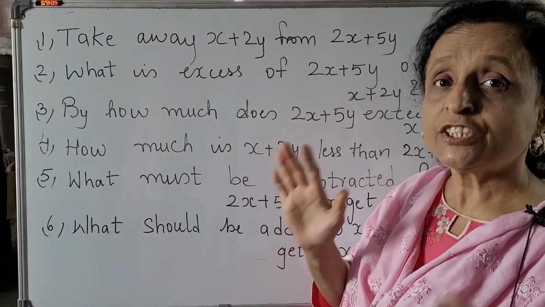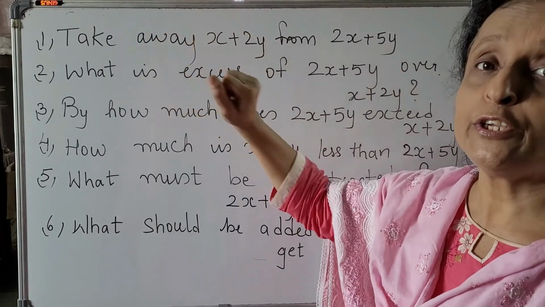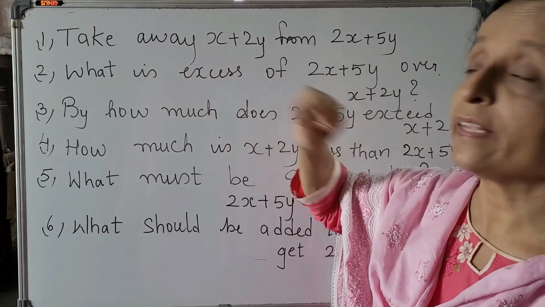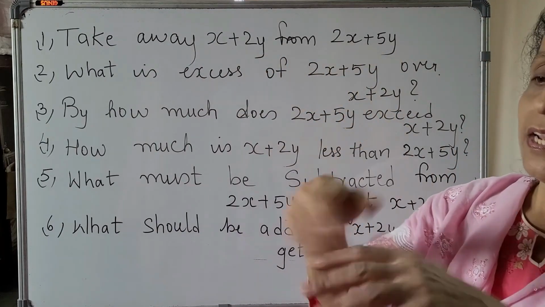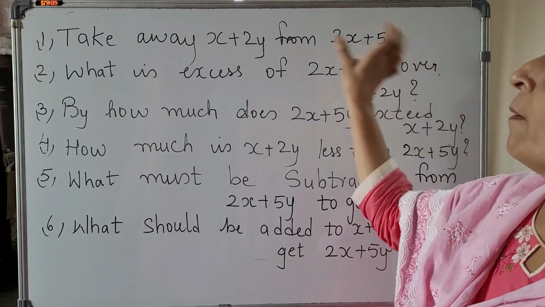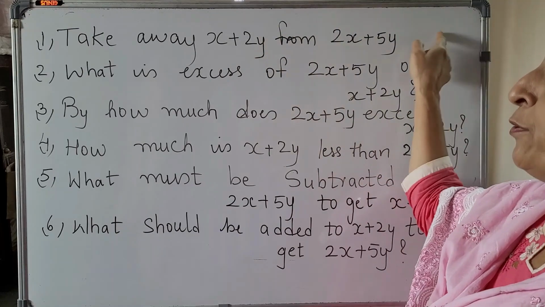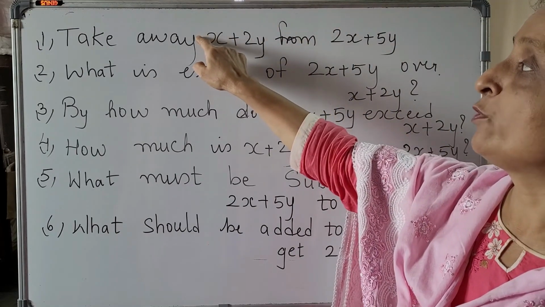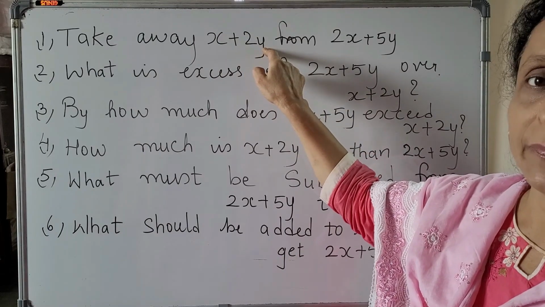Now, subtraction has to be carried out when certain wordings are used. Let us see those wordings. Take away x plus 2y from 2x plus 5y. Take away is subtraction. So, this is the first number. You have to subtract this x plus 2y. So, when you subtract, the sign is going to change. It is going to become minus x minus 2y.